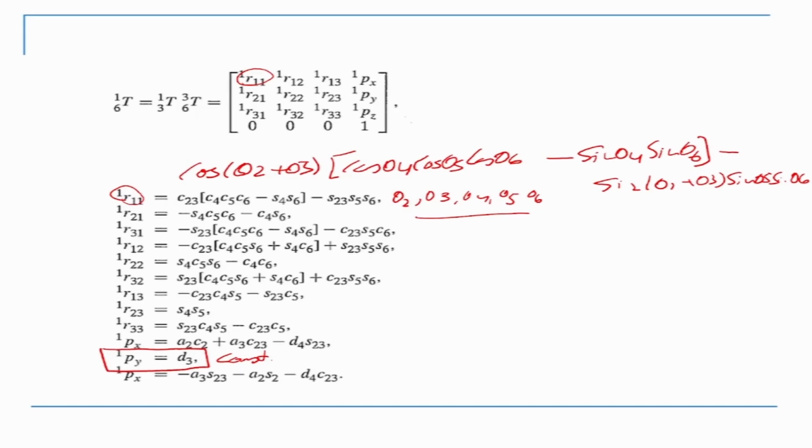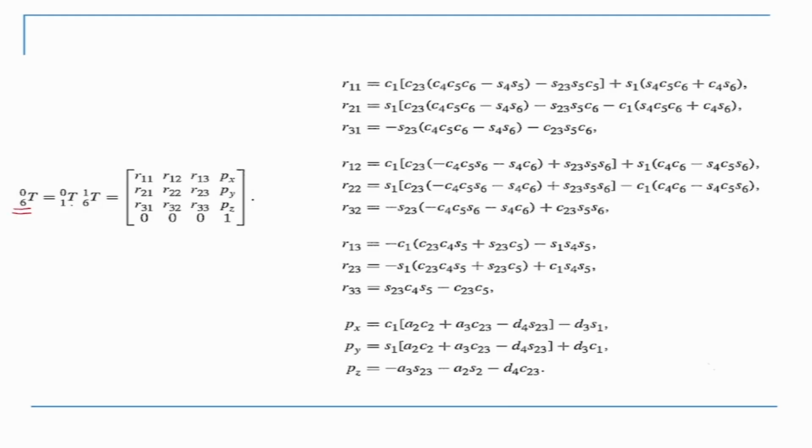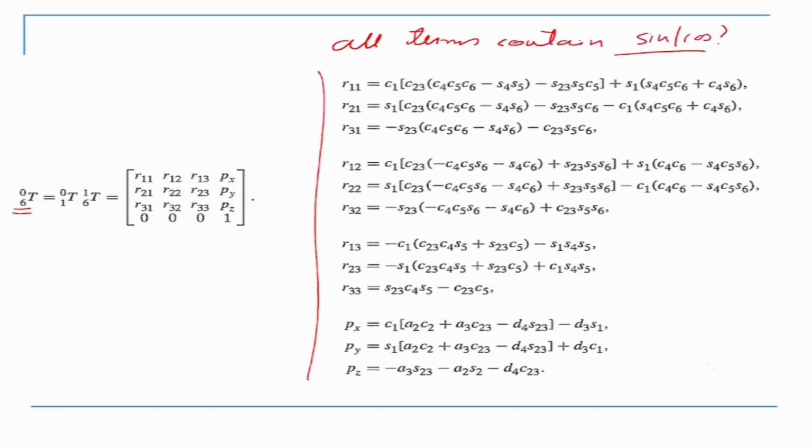Now this is interesting. If I multiply T0 to 1 into T1 to 6, where 1 to 6 is the one here, and multiply it with this one, you get the next set of equations, the complete one. This is T0 to 6. Now here you see that all terms contain sine and cos. So something to note, everything here contains sine and cos terms.